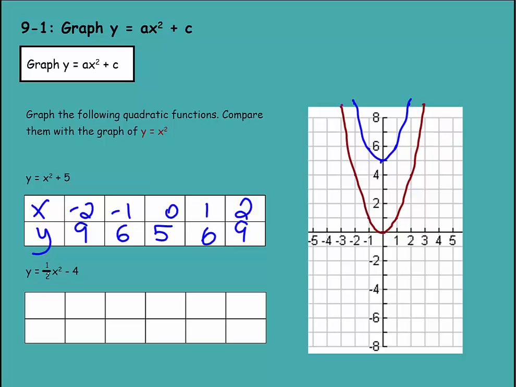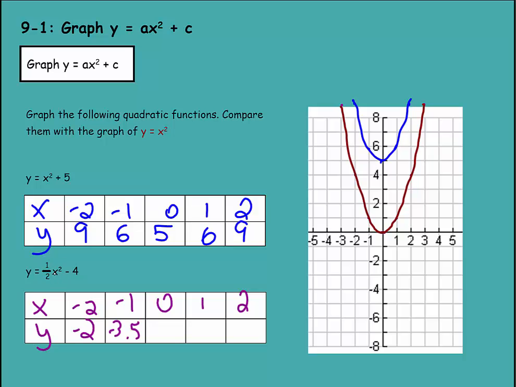Here we have positive 1/2 times x squared minus 4. So if we do x and y with negative 2, negative 1, 0, 1, and 2, negative 2 squared is 4 times 1/2 is 2. 2 minus 4 is negative 2. Negative 1 squared is 1 times 1/2 is 1/2. 1/2 minus 4 is negative 3.5.